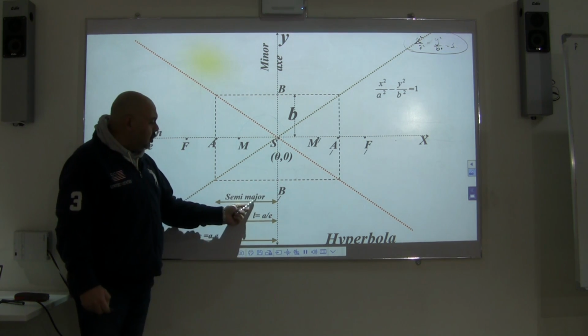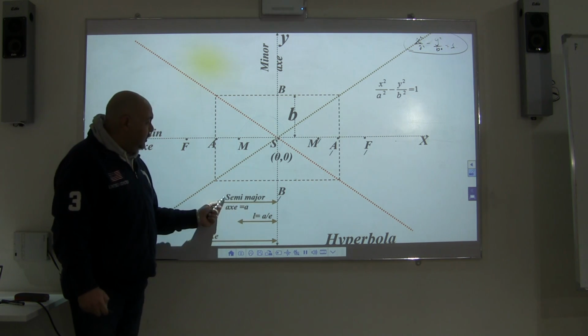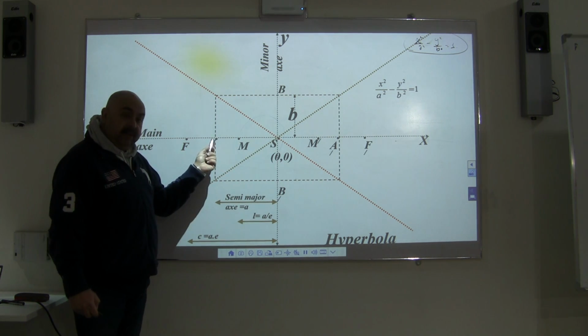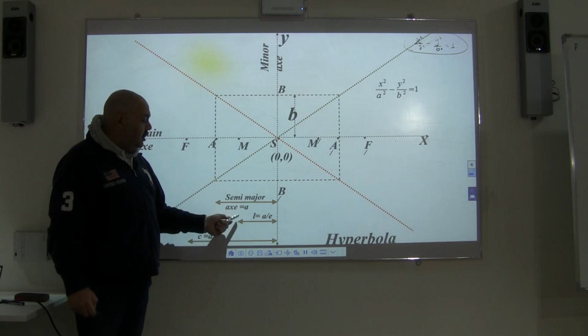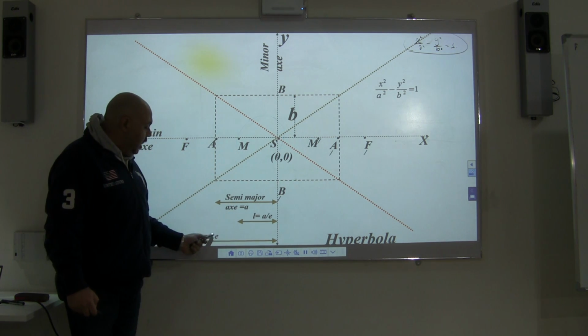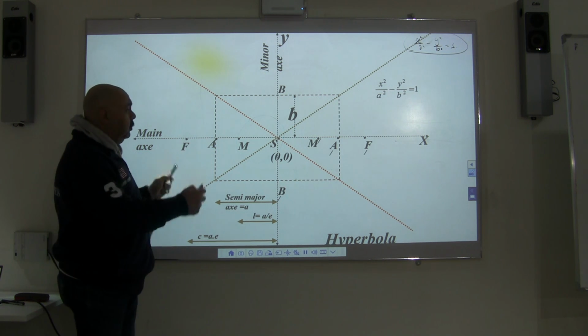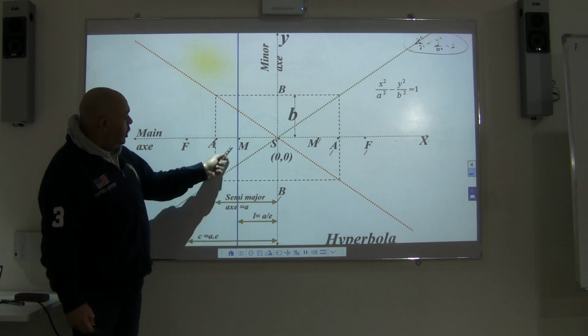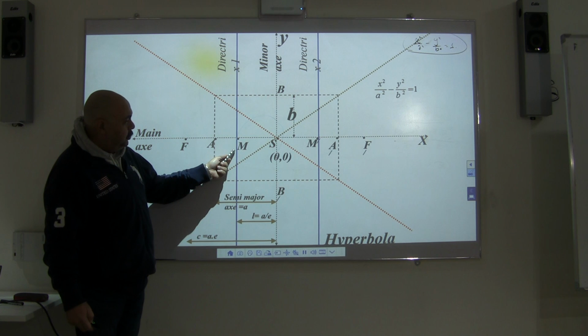Okay, now I will start to put the distances. This is the a distance from the center to the vertex. a over e, which represents the directrix. a times e, which leads to the focus. And I will start to put all of this. So here's the first directrix, directrix number 1. Here's the second directrix, directrix number 2.